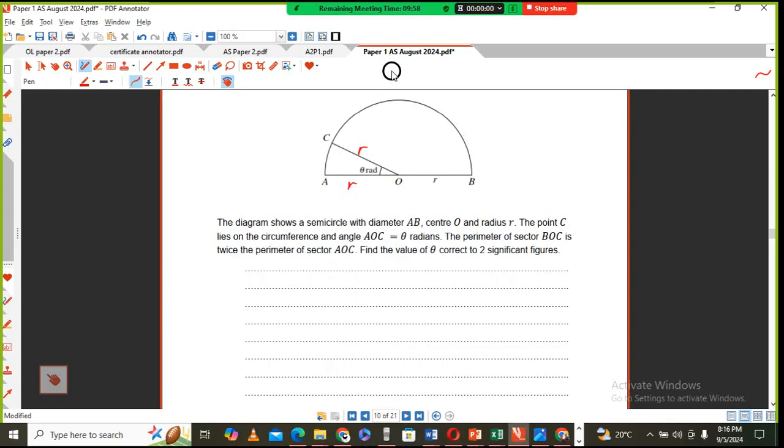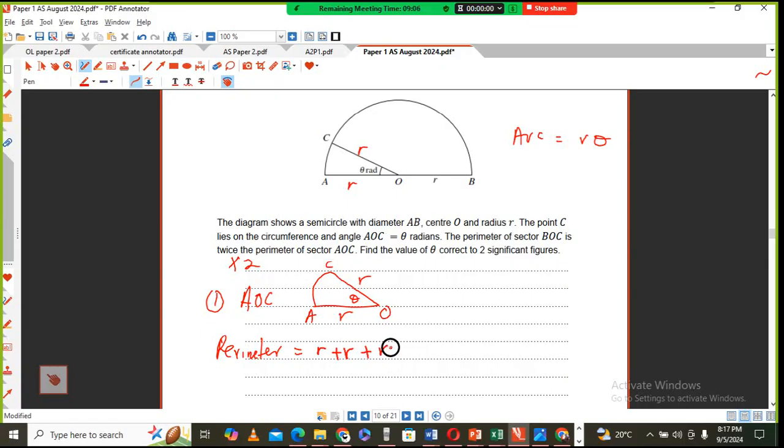Maybe I should do this in 2 segments. Say the perimeter of sector BOC is 2 times the perimeter of AOC. So let's take the perimeter of AOC, and let's say it's something like this. The angle here is theta, that is r, that is r. This is AOC. What is the formula for the arc length? If I have to do the perimeter of this one, it is going to be r plus r plus r theta, which is 2r plus r theta. I'll leave it there. Is that fine? Yes. So let's take the other one, the big one.